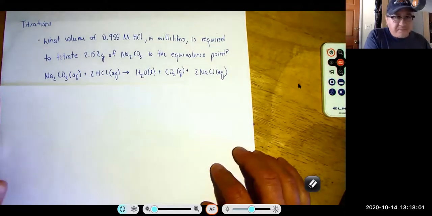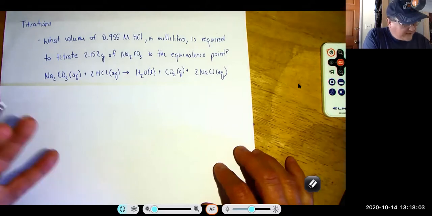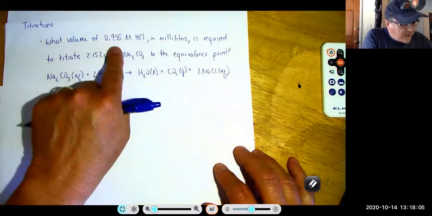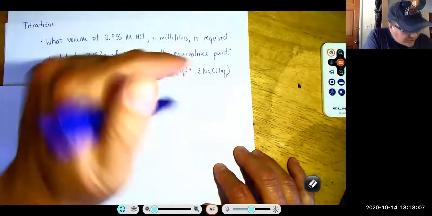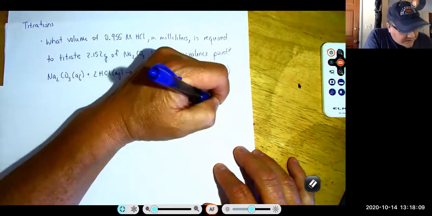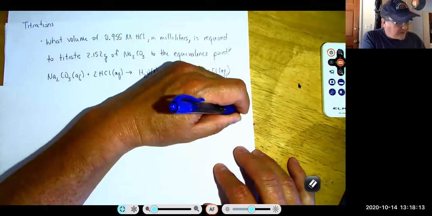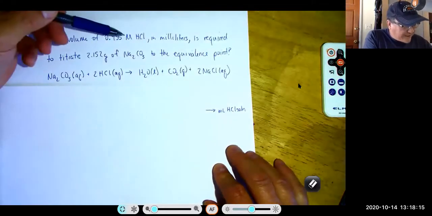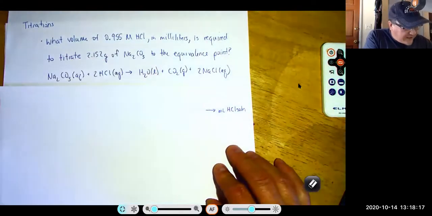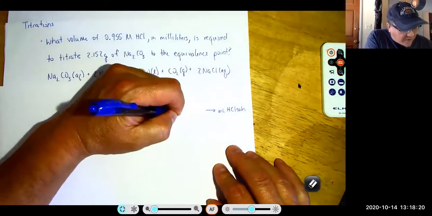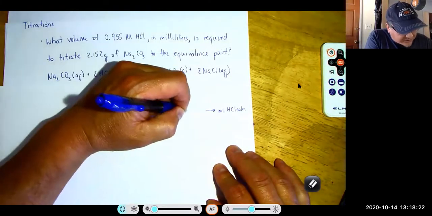So now my preference is to start at the end. What volume of HCl in milliliters? So this is where I want to get to, milliliters of HCl solution. And since I have molarity here, I imagine that I'm going to have to convert that from liters of HCl solution.